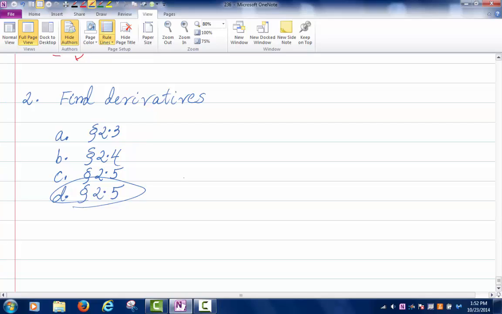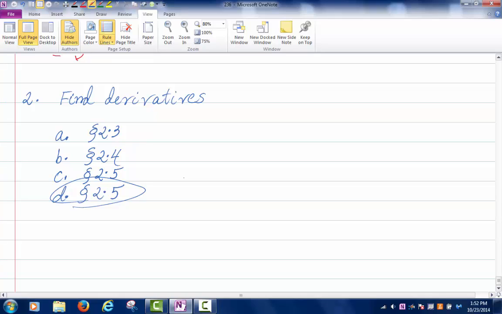Now, you have to memorize all the derivative formulas for the trig functions. You have to memorize the product rule. You have to memorize the chain rule. You have to memorize the quotient rule.